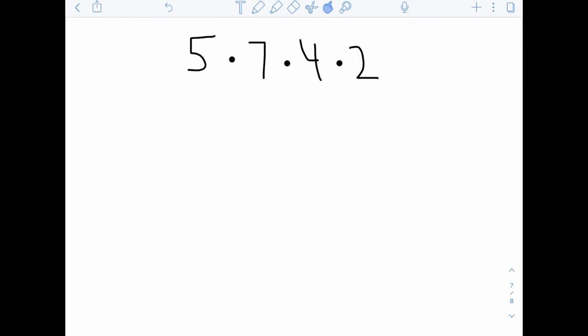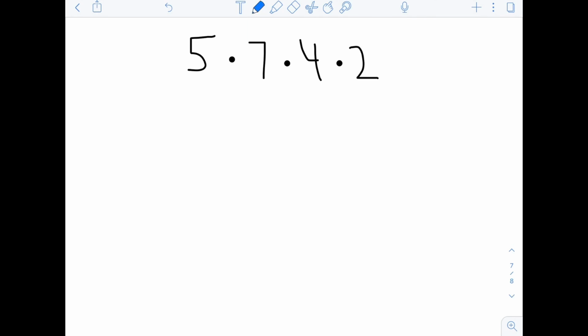So let's do an example. Let's evaluate this using the properties of numbers we just learned, and let's name the property in each step. So instead of doing this from left to right, we're going to do it another way, because when you work from left to right, you're going to get that 5 times 7 is 35, and you multiply that by 4 and 2, and that takes a while to solve, but we could do this a much easier way.